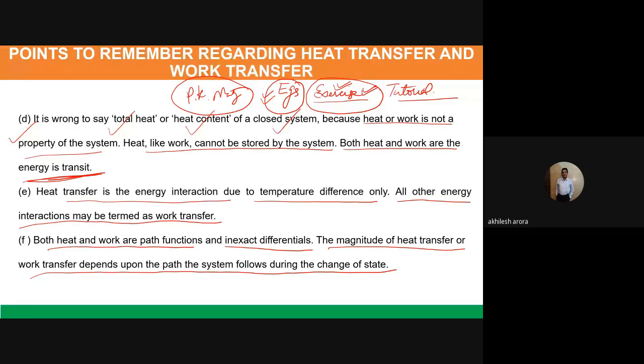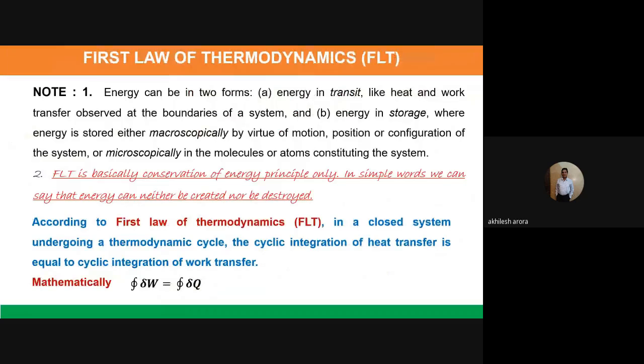Now basically we have done three chapters: chapter number 1, chapter number 2 and chapter number 3. I hope this chapter is clear to you. Now I will give you some idea about the first law of thermodynamics. As I have told you, energy is of two types. Energy can be in two forms: energy in transition, like work and heat transfer, which are observed only at the boundary of the system.